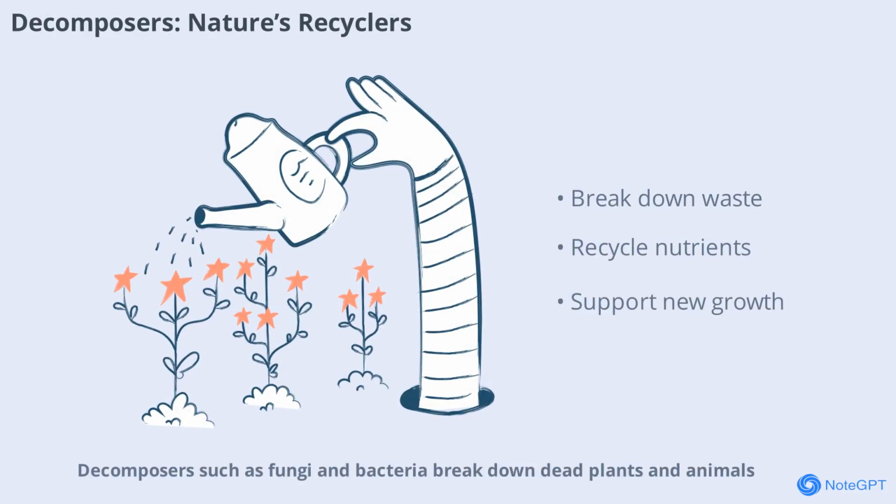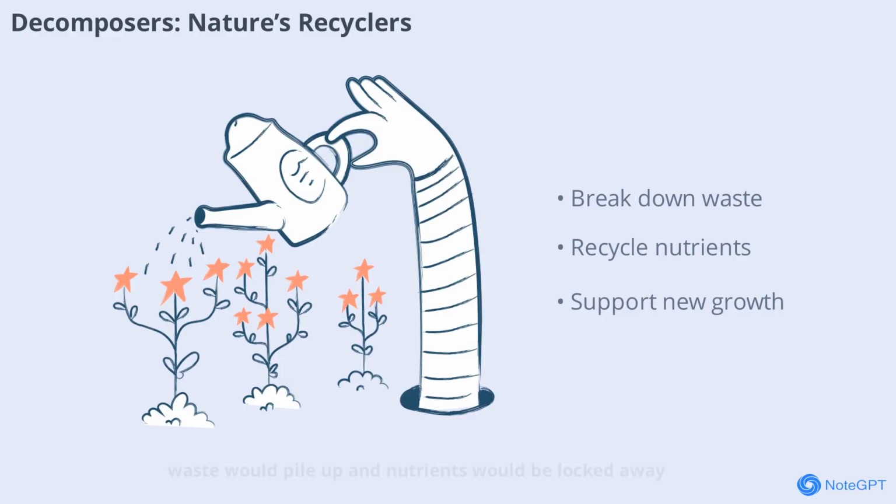Decomposers, such as fungi and bacteria, break down dead plants and animals. They return vital nutrients to the soil, making them available for producers to use again. Without decomposers, waste would pile up and nutrients would be locked away. These tiny organisms are essential for recycling matter and closing the loop in the food chain. Their work ensures that life can continue generation after generation.